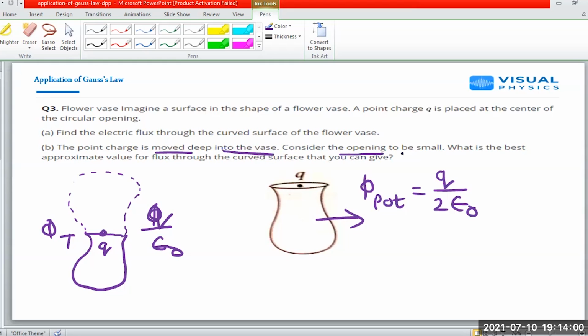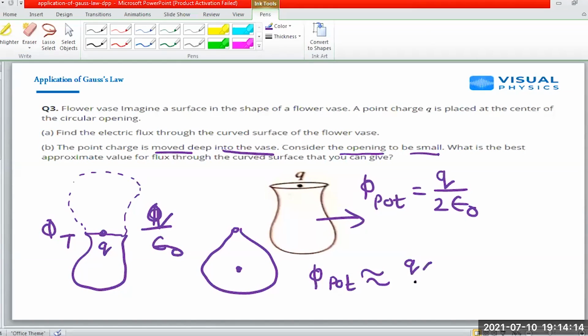And part B is if the point charge is moved deep into the vase, and the opening is very small. If the opening is very small and it is deep inside, almost the flux through the pot will be approximately as if the whole pot is closed. So I can write q by epsilon naught. Okay, next.